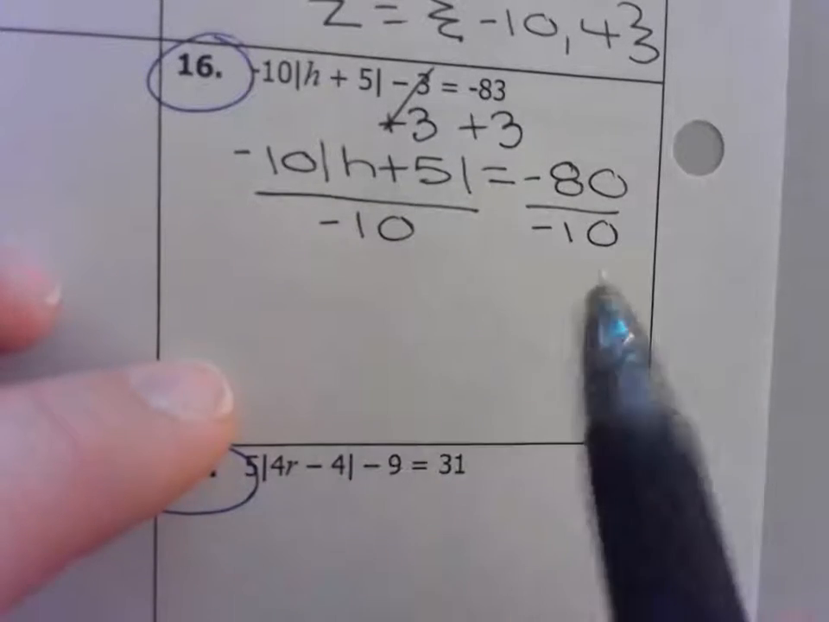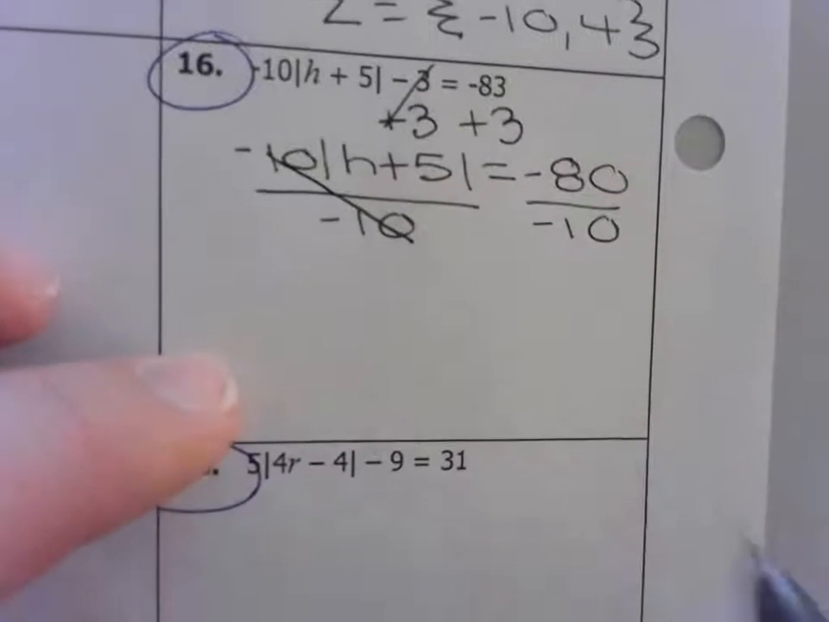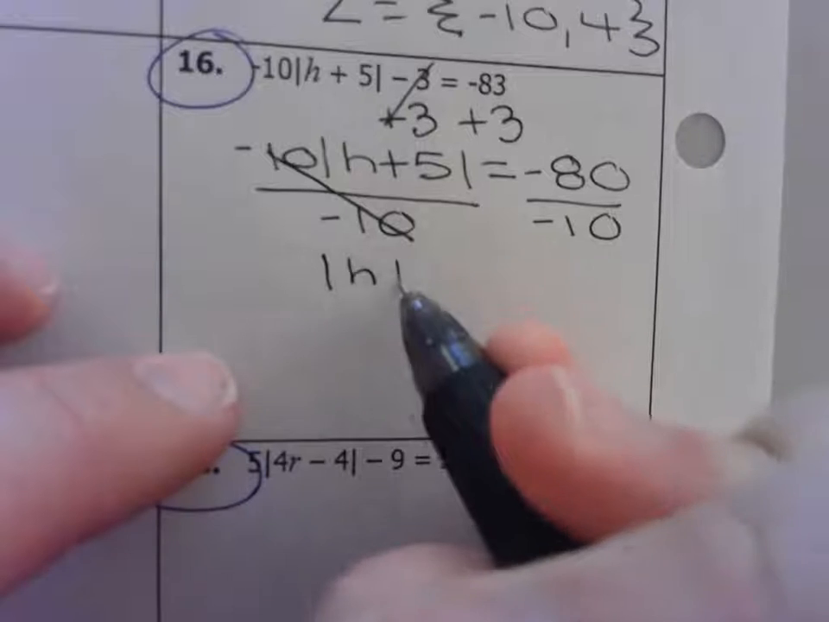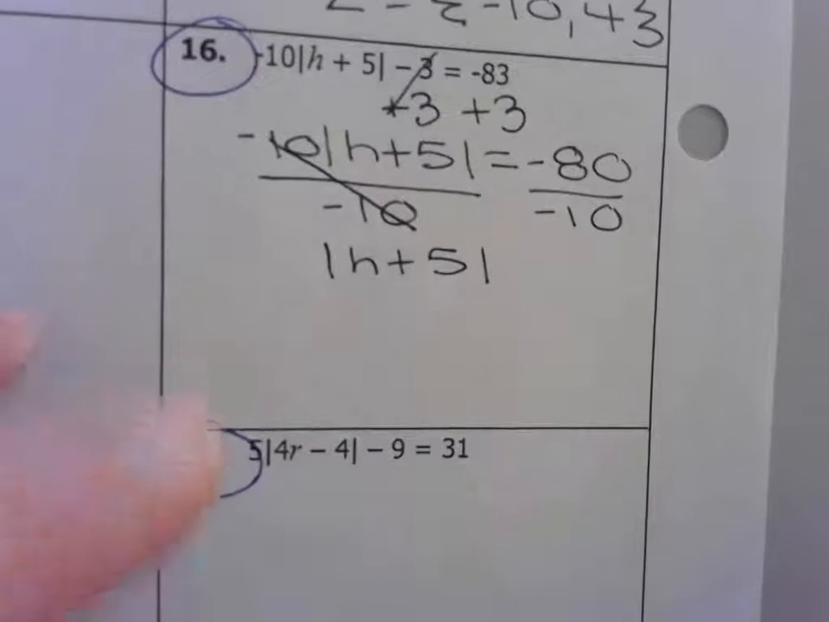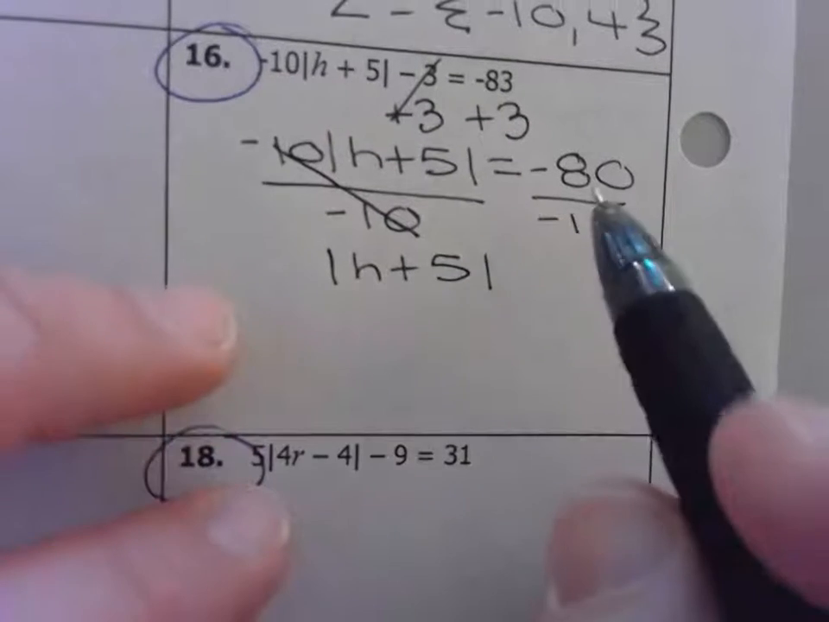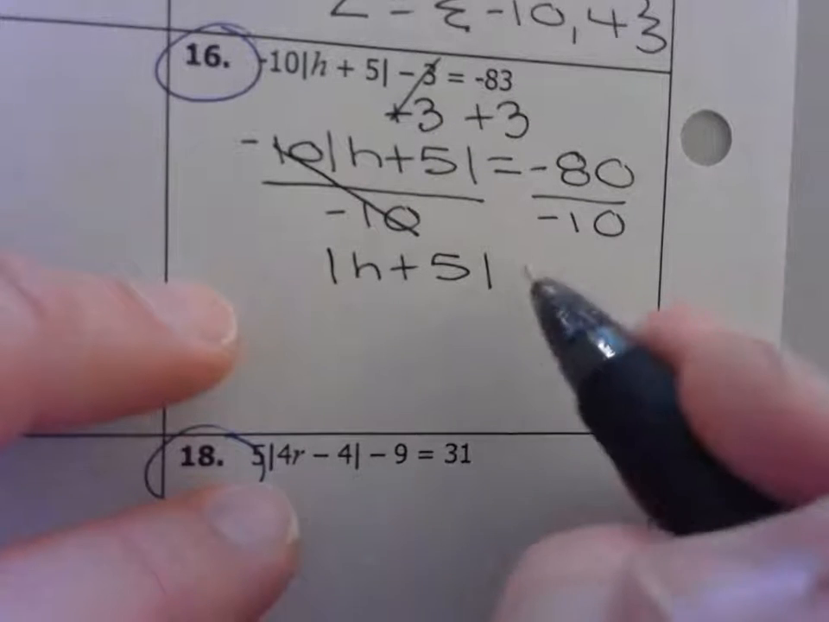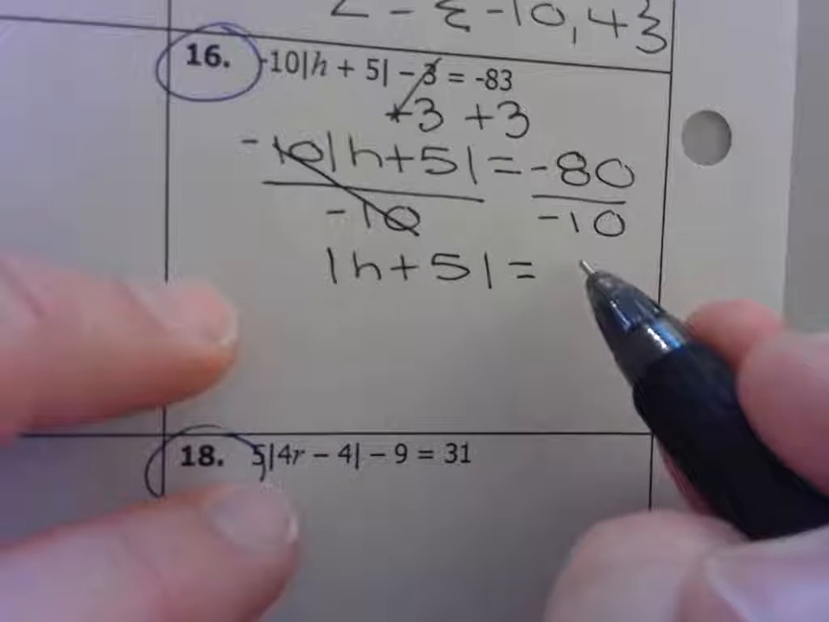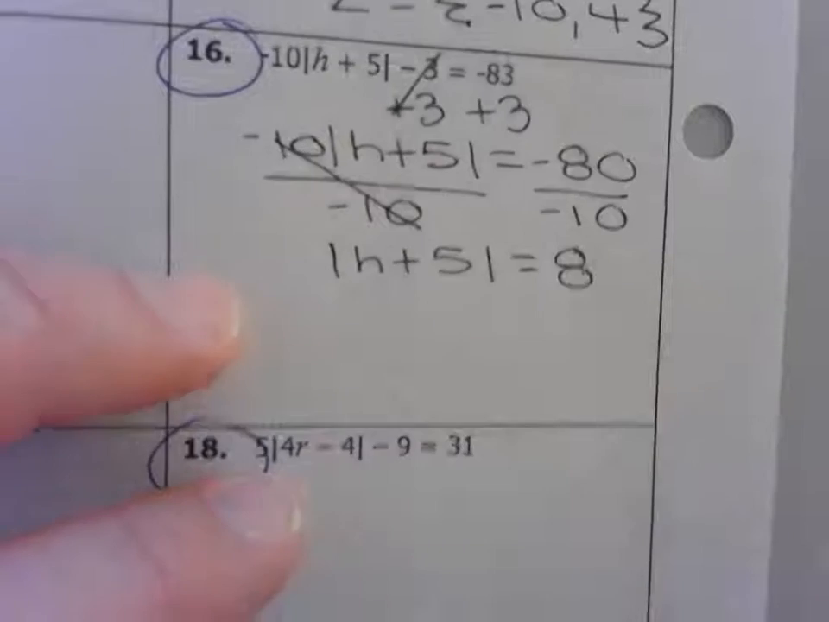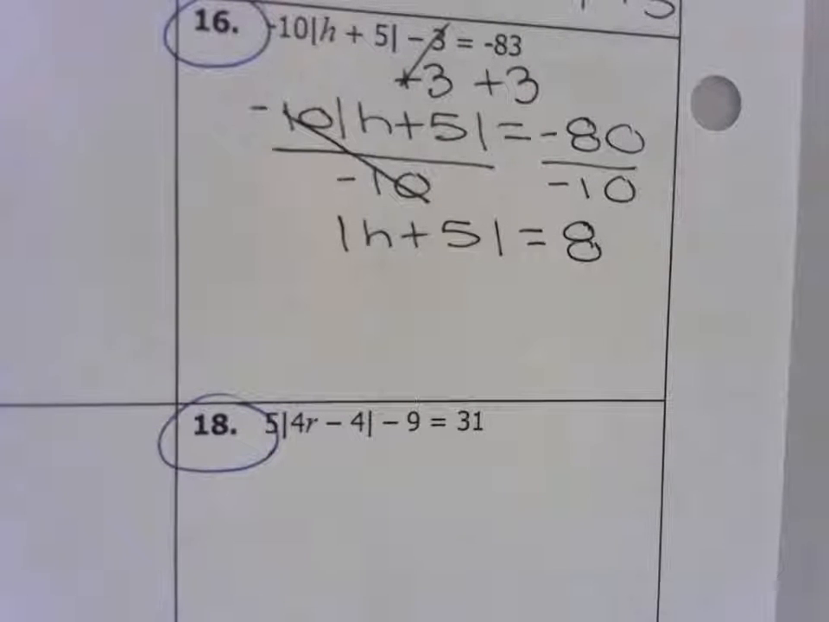So divide by negative 10. Left side, the negative 10 cancel. I still have the absolute value. You only lose the absolute value when you split it into your two equations. Negative 80 divided by negative 10 is 8. Okay? Is the absolute value finally isolated? Are there any numbers outside the absolute value? No. So now, what do I do?